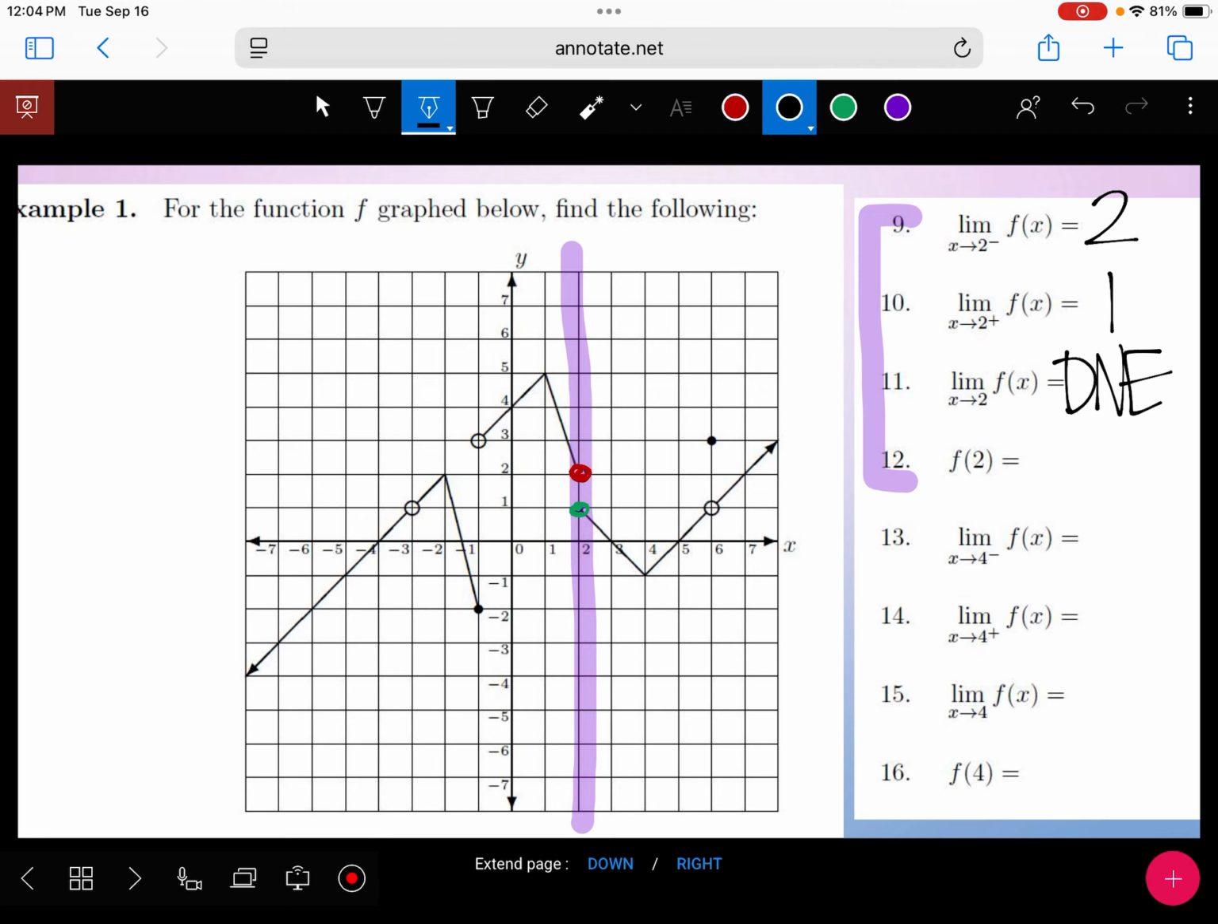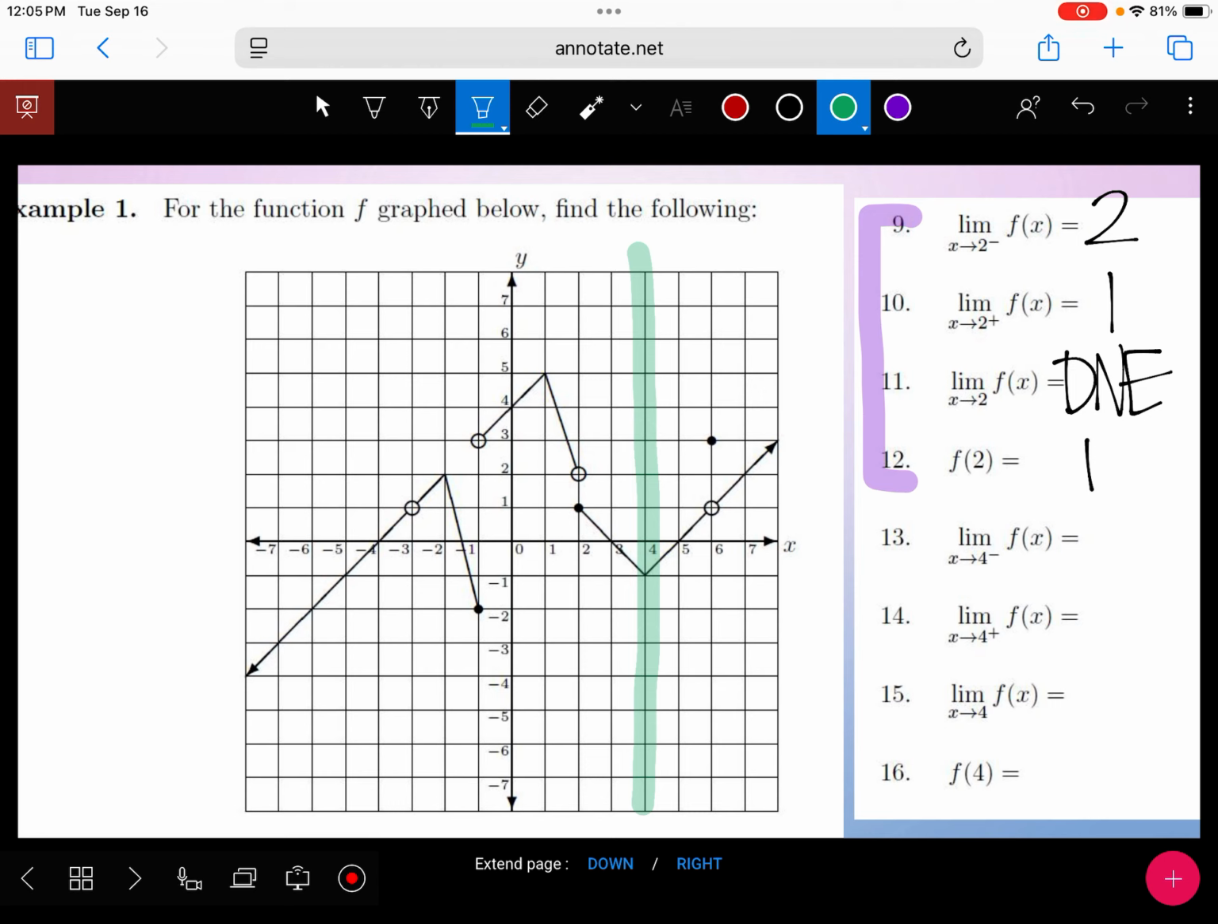Now, number 12, do we have a closed circle? Where is my closed circle at? 1. Okay. Now let's move on down to 4. Now, what you're asking yourself is, do you have a discontinuity? So, do I have a discontinuity right here?